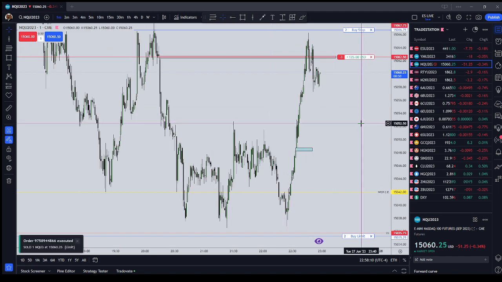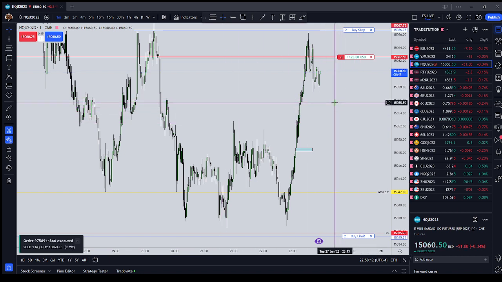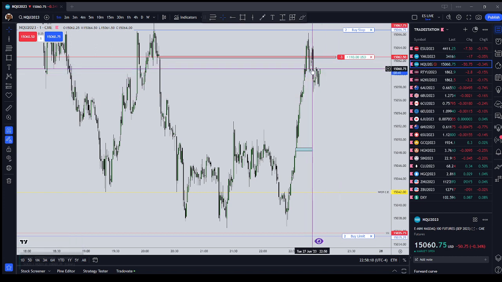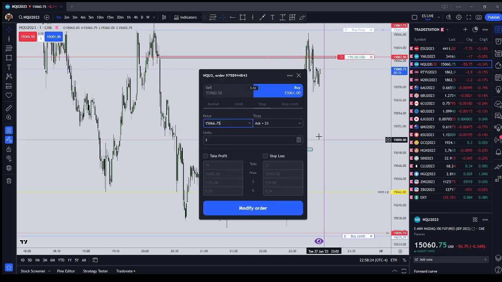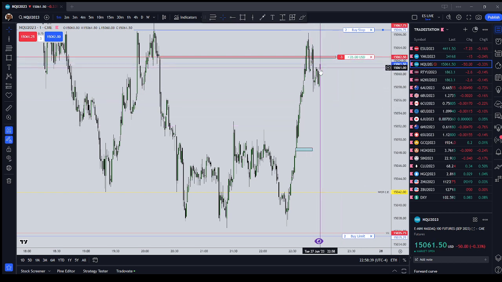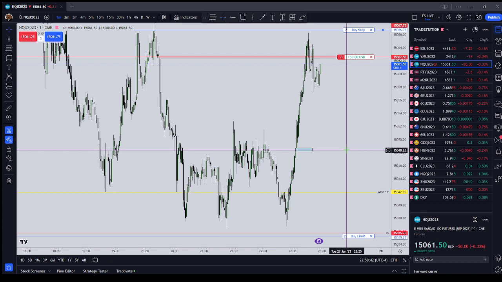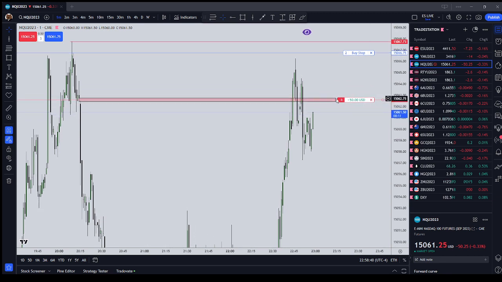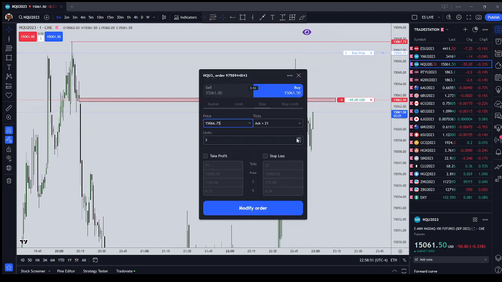Okay, we're filled on contract number three. Okay, we're now two ticks above the consequent encroachment for that wick, coming back into this buy-side inefficiency. This is looking like it's going to be a high resistance liquidity run lower. Do I still think this thing could come all the way up and stop me out? Of course I do.